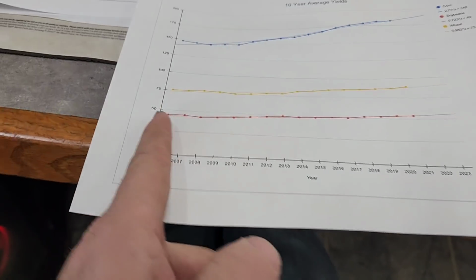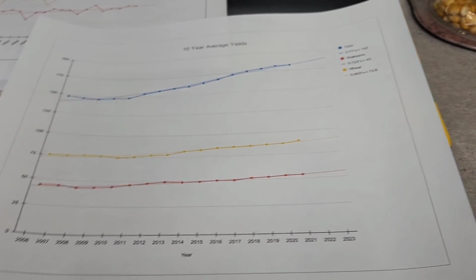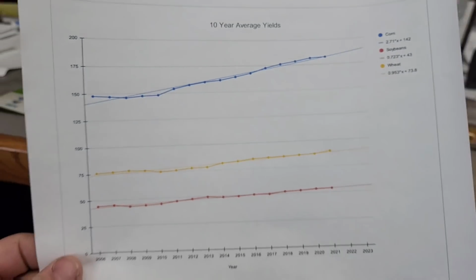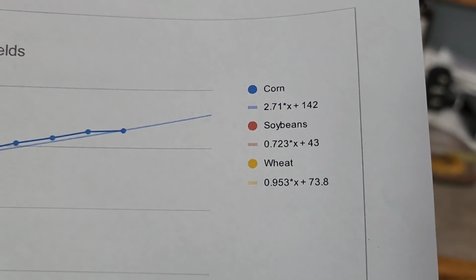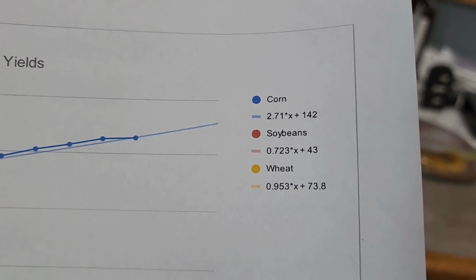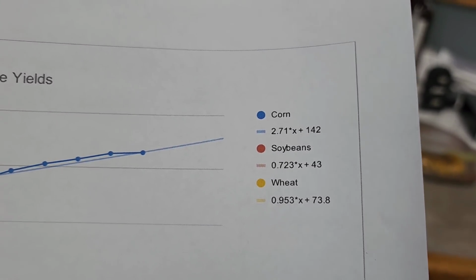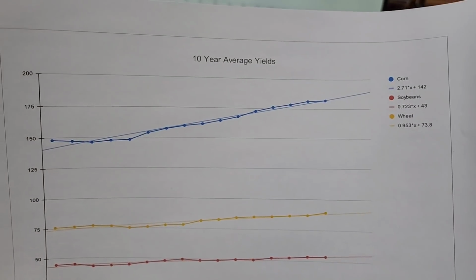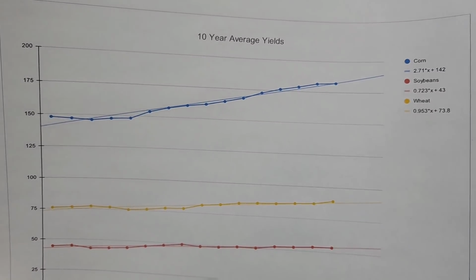And so then every one of these data points drops off the old year, adds the new year, and you can see how those lines have changed since 2006. And we get those same trend lines again. So I talked about that yesterday. Your formula for your line, y equals mx plus b, m being the slope. So on corn, 2.71. So our 10-year average is going up by 2.71 bushels per year. That's a pretty big number.